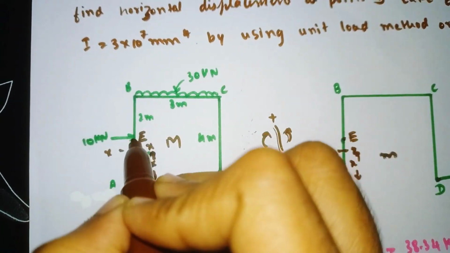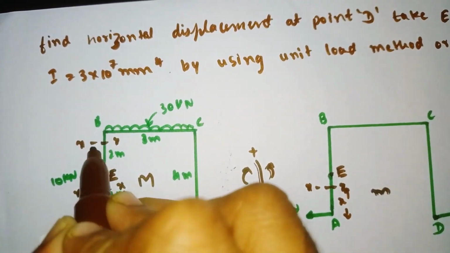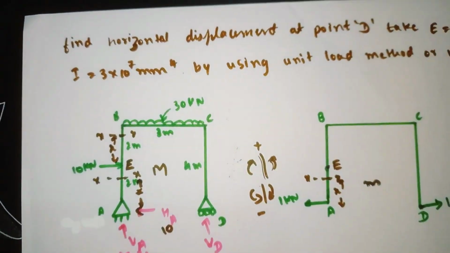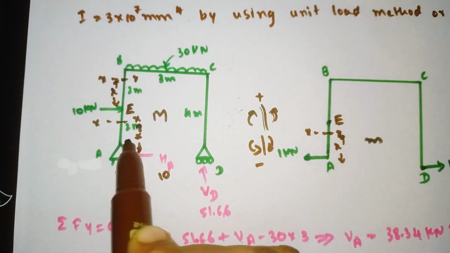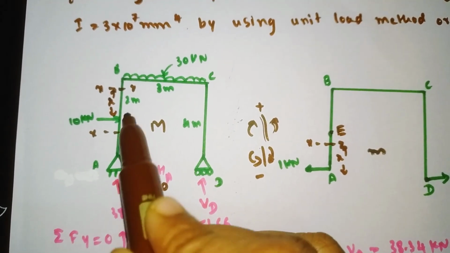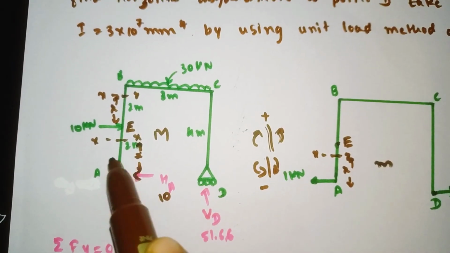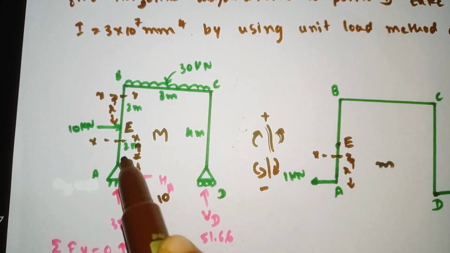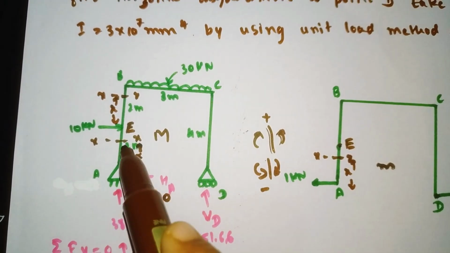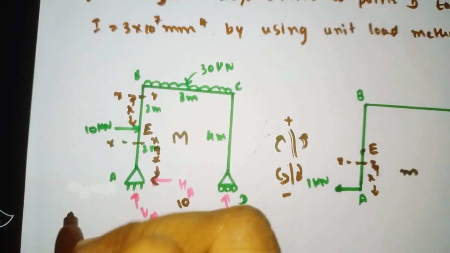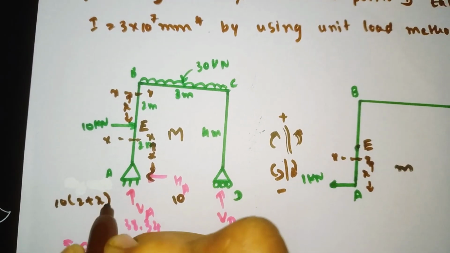We need to cut the section away from the origin E at a distance of x. So now the 10 kilonewton is coming upward, no? At what distance from this section is it acting? So 10 into, from A to E the distance is 2 meter, no? From A to E is 2 and from here to here is x. So it means 10 into 2 plus x.